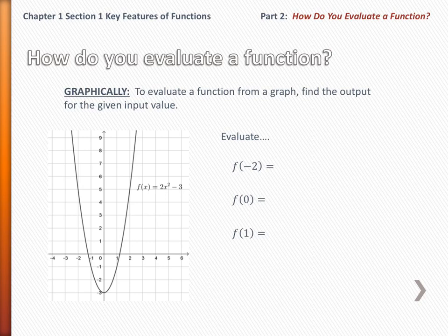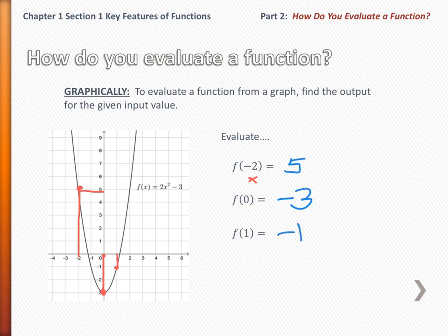So if I take a look at f of negative 2, my input x is negative 2. And so I would go to x equals negative 2, and I just look to see where that intersects the graph and look at what the output is there, and the output is 5. So f of negative 2 equals 5. F of 0, I'd look at x equals 0. What is my output at x equals 0? And my output is negative 3. And finally, f of positive 1, I'd look, where is my output at positive 1? And my output is negative 1.